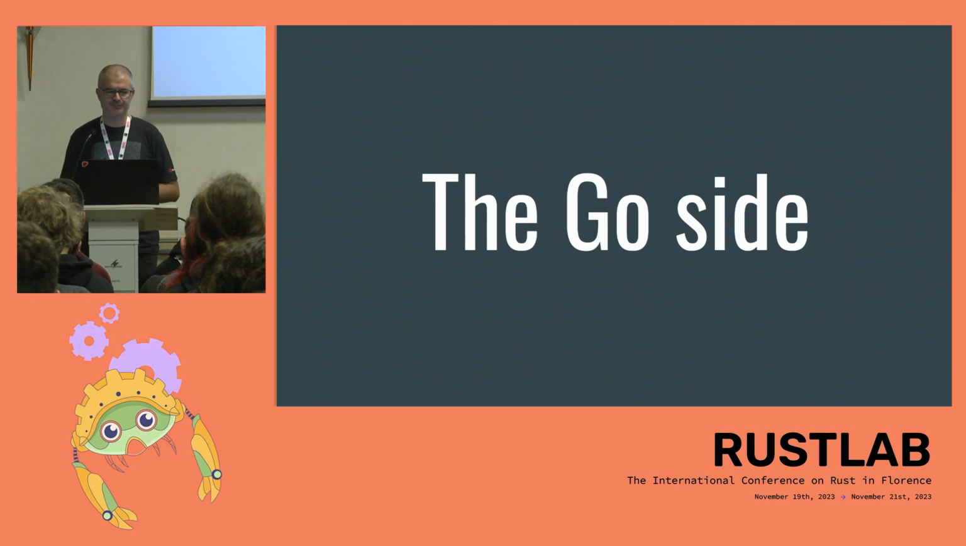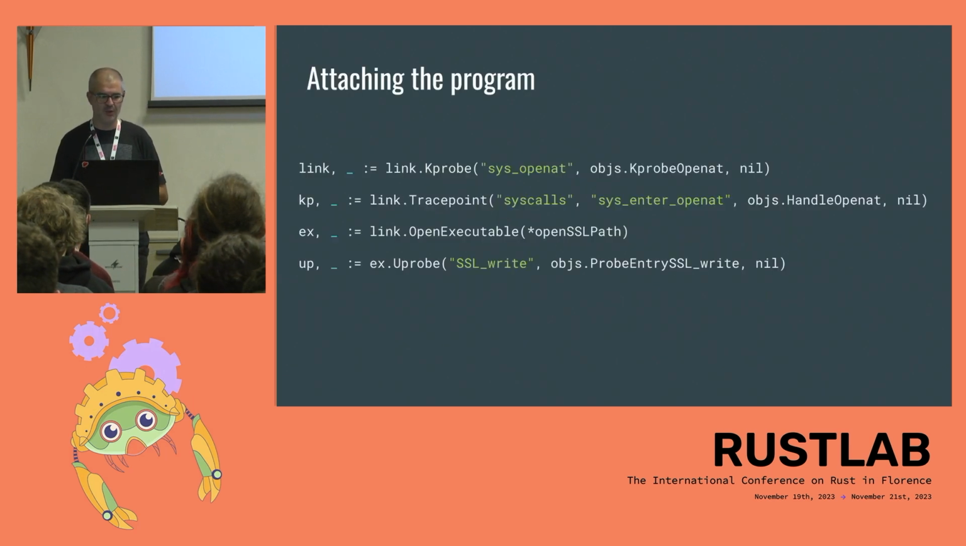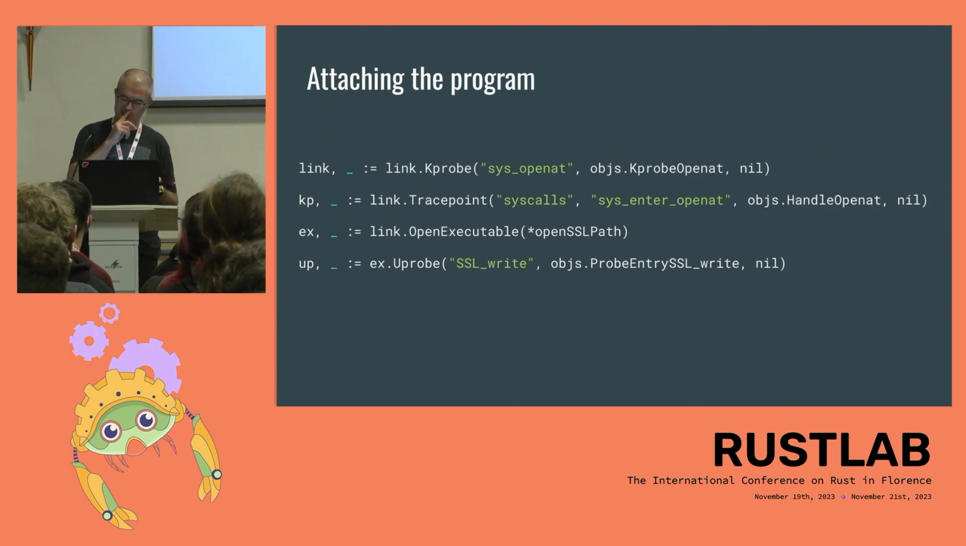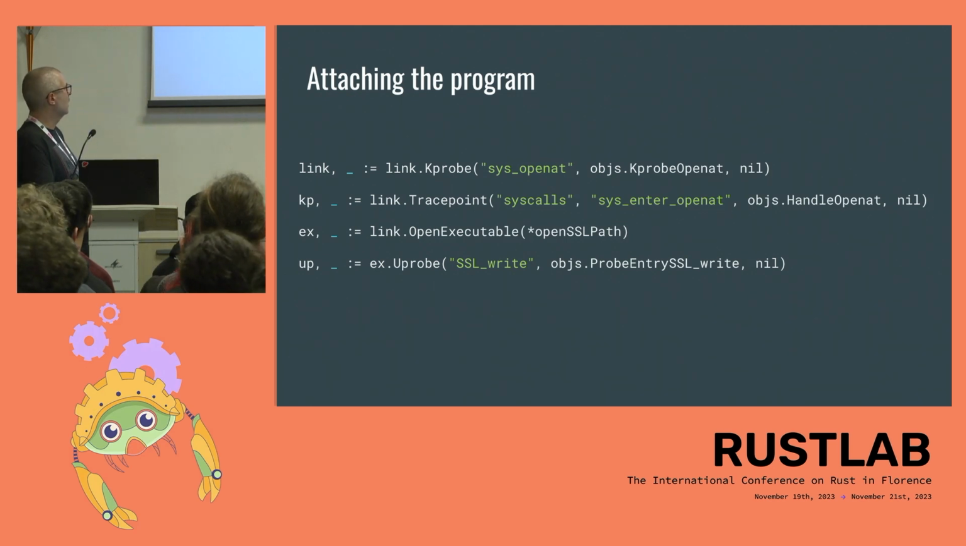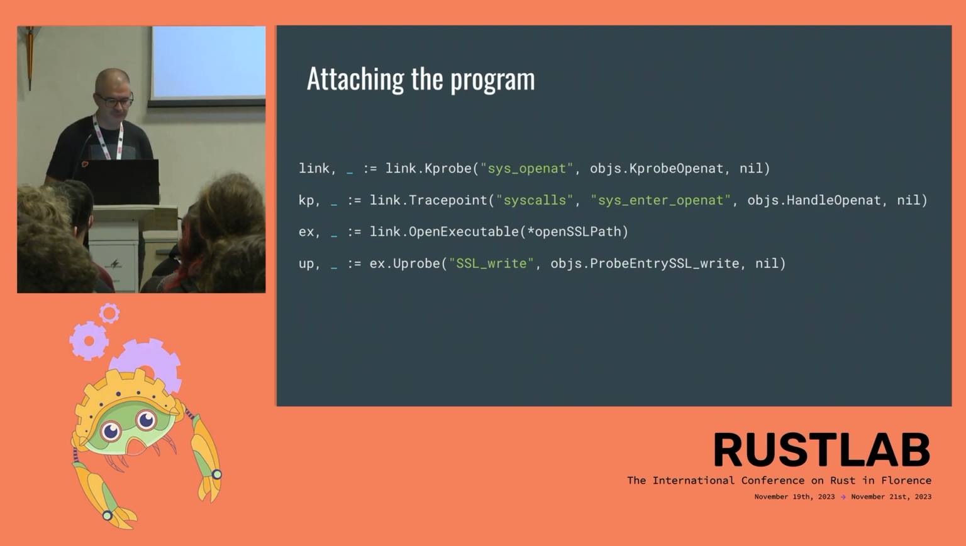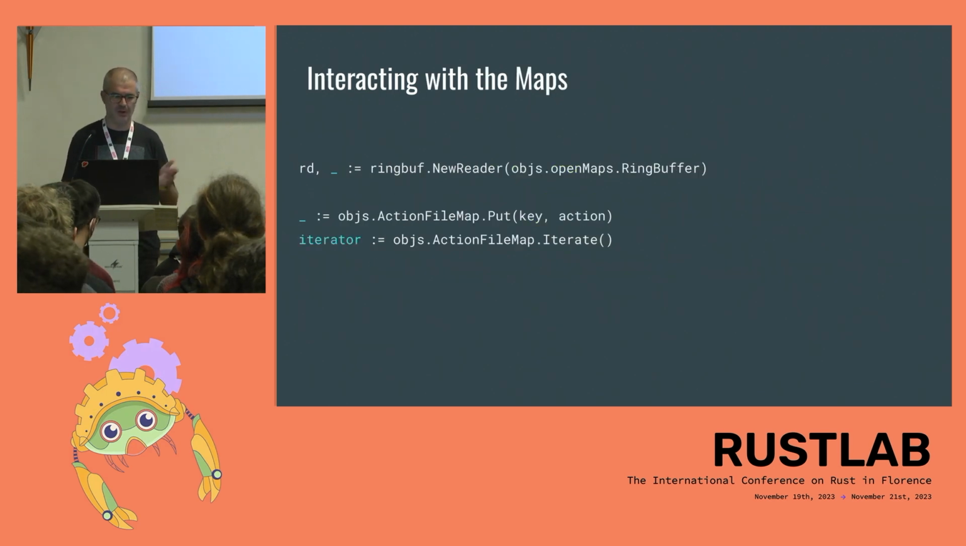The Go side is, as I said, trivial. This is how we attach the program. We use the link package from the eBPF library, and we link our program taken from the objects to the right entry point. And interact with the maps. I already showed some examples.